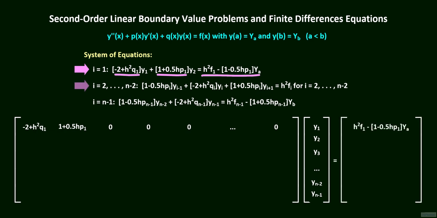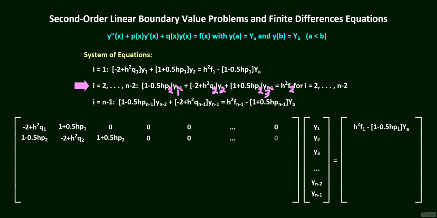In the second row, we have the quantity 1 minus 0.5 times h times p sub 2, followed by minus 2 plus h squared times q sub 2, then 1 plus 0.5 times h times p sub 2, followed by zeros all the way to the end of the row. And on the right side is h squared times f sub 2.